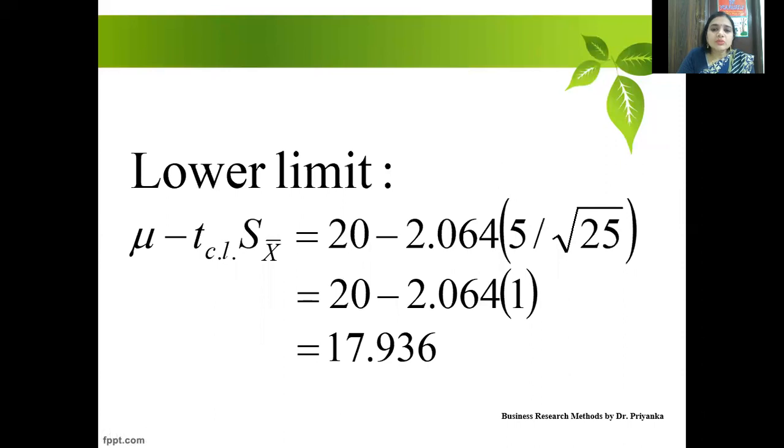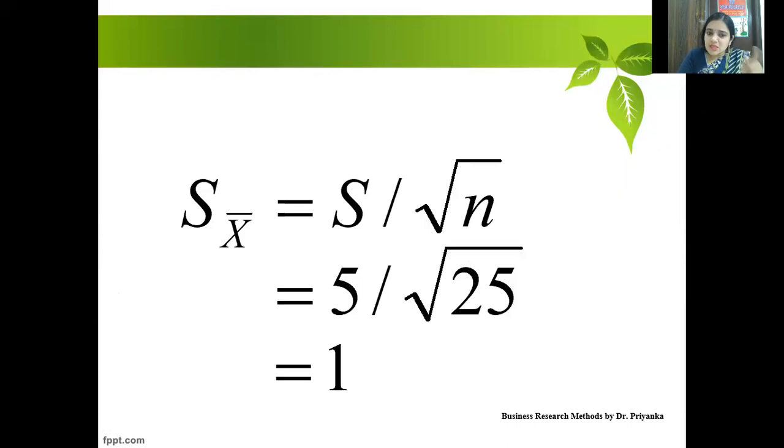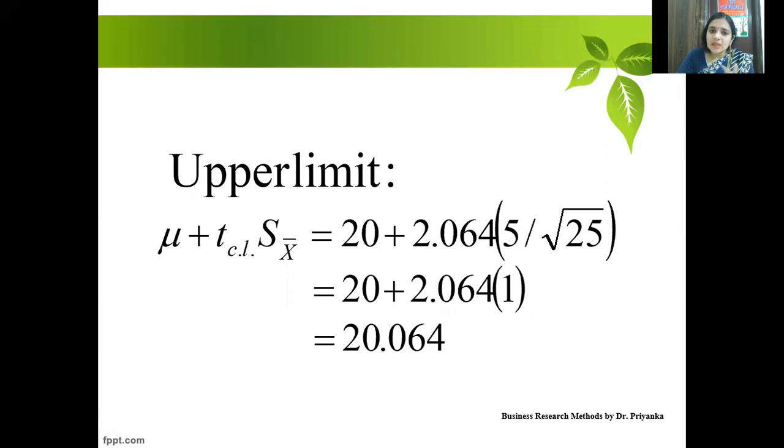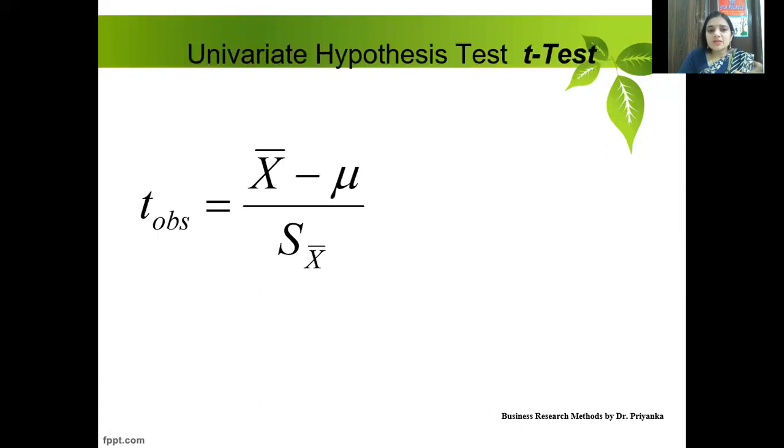Then the lower limit would again be calculated using the formula, as per the example we have discussed till now. You will be calculating the lower and upper limits, and then you will be checking whether it falls under that particular critical region or not.